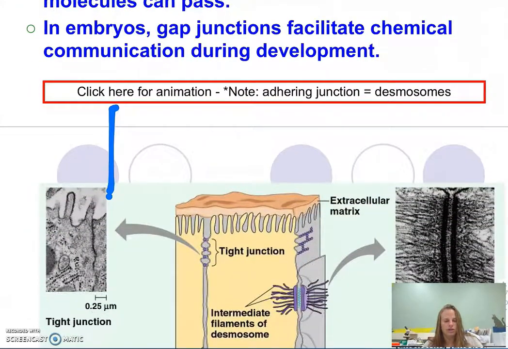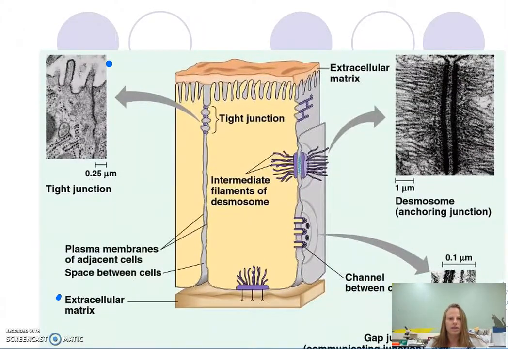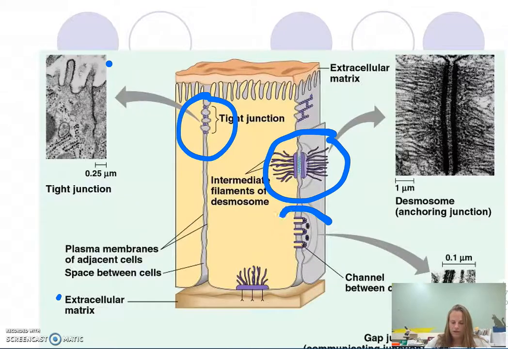So here's a picture that shows the three different types of junctions found in animal cells. You have your tight junctions, you have your desmosomes, and you have your gap junctions.